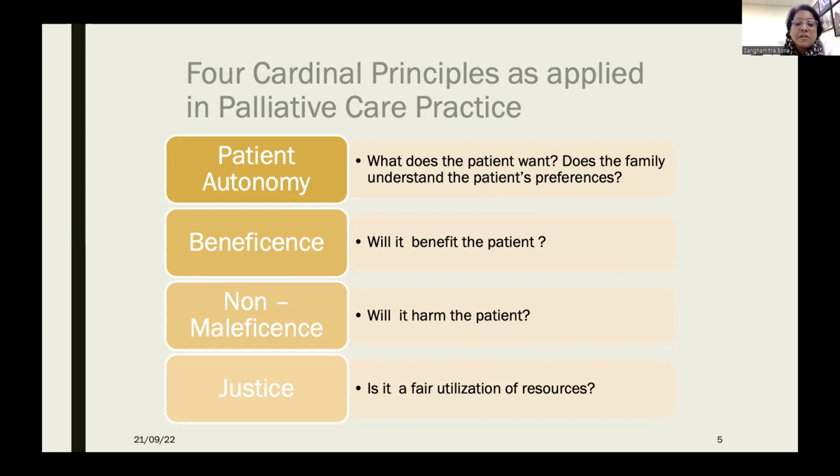Secondly, it is beneficence. Is any of our actions going to benefit the patient? And non-maleficence: is it going to harm the patient? We have to keep harming the patient at bay. And then, last but not the least, the cardinal principle of justice: is it a fair utilization of resources? We'll come one by one to all these principles.